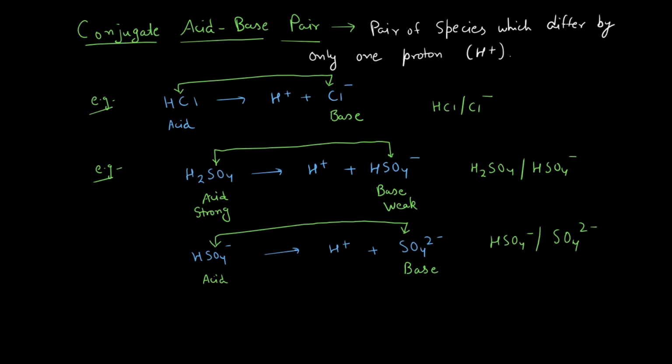Okay, tell me one thing. Can H2SO4 and SO4 2 negative act as a conjugate acid-base pair? No, they don't act as a conjugate acid-base pair. Why? Do H2SO4 and HSO4 negative act as a conjugate acid-base pair? Yes, they do. But H2SO4 and SO4 2 negative differ by 2 protons, and the basic definition of a conjugate acid-base pair tells us that a conjugate acid-base pair is a pair of species which differ by only 1 proton.